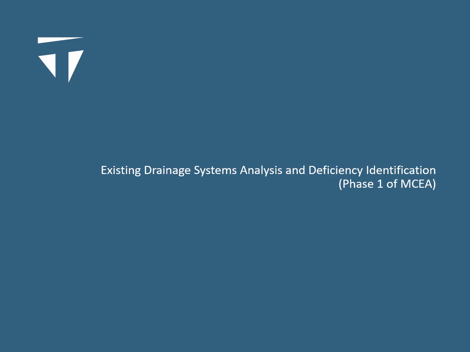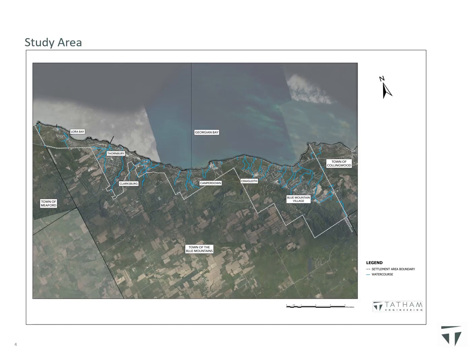Existing drainage system analysis and deficiency identification, Phase 1 of the Municipal Class Environmental Assessment. This Drainage Master Plan is focused on developing drainage solutions for the settlement areas of the Town of the Blue Mountains, including Laura Bay, Thornbury, Clarksburg, Craigleith, Camperdown, and the Blue Mountains Village area.